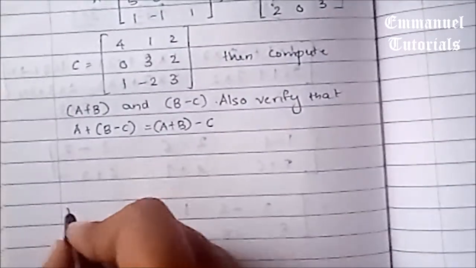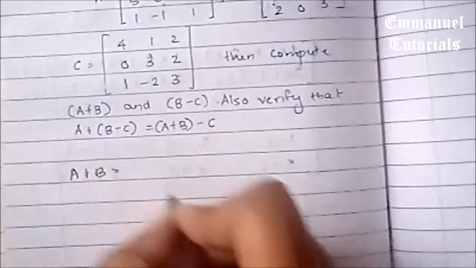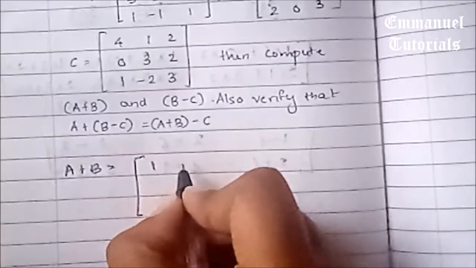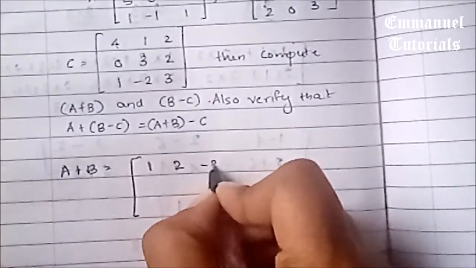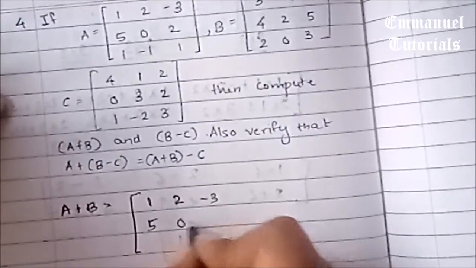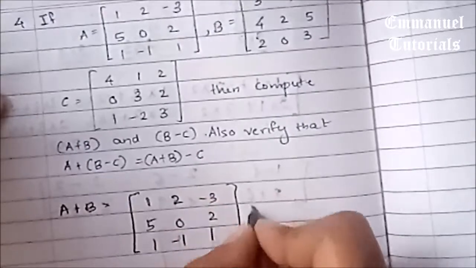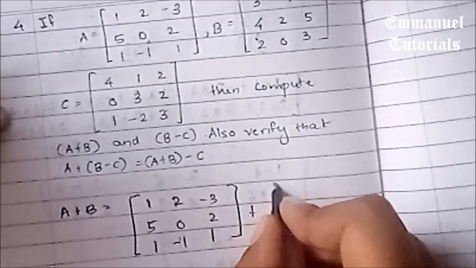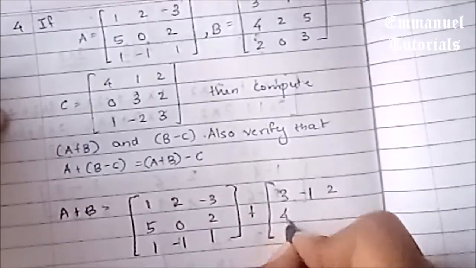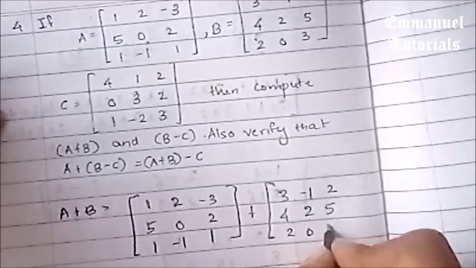First let's find A plus B. A plus B is equal to the matrix 1, 2, minus 3, 5, 0, 2, 1, minus 1, 1, plus the matrix 3, minus 1, 2, 4, 2, 5, 2, 0, 3.